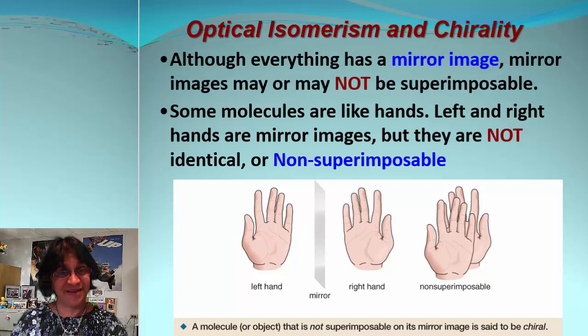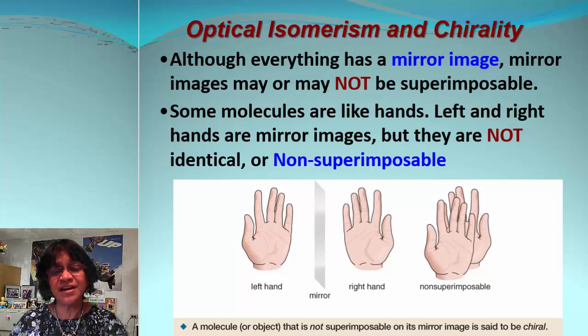All these are going to be same things. So everything which we see in the universe, if you put in front of a mirror, you're going to see a mirror image. So they will have a mirror image, of course, but the mirror image may or may not be superimposable.